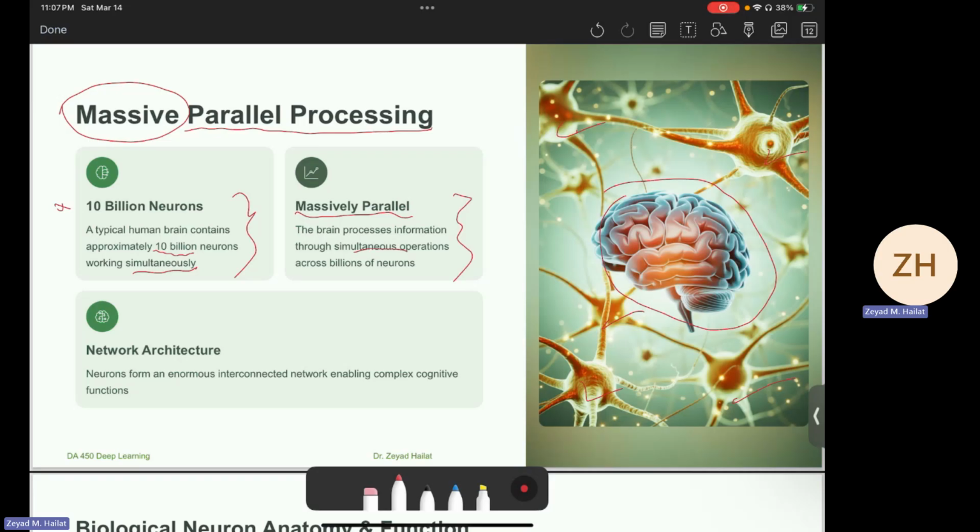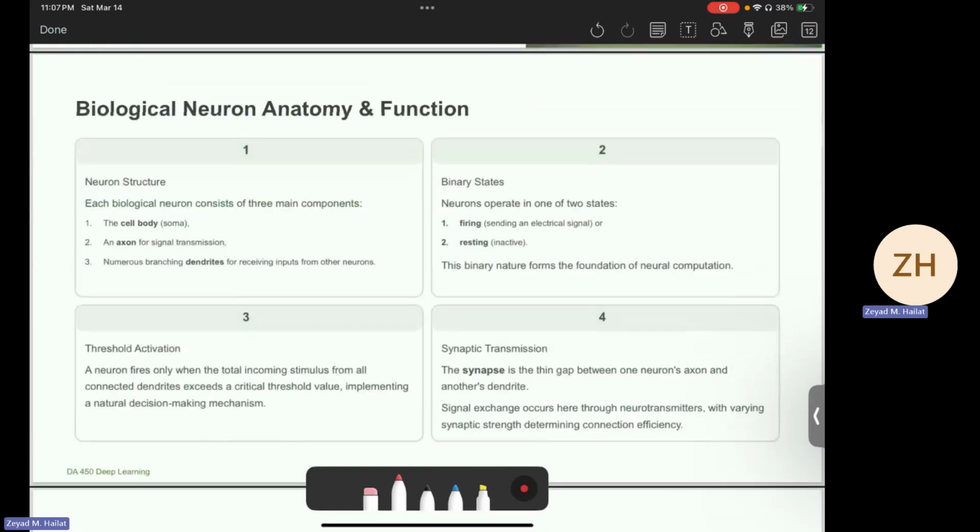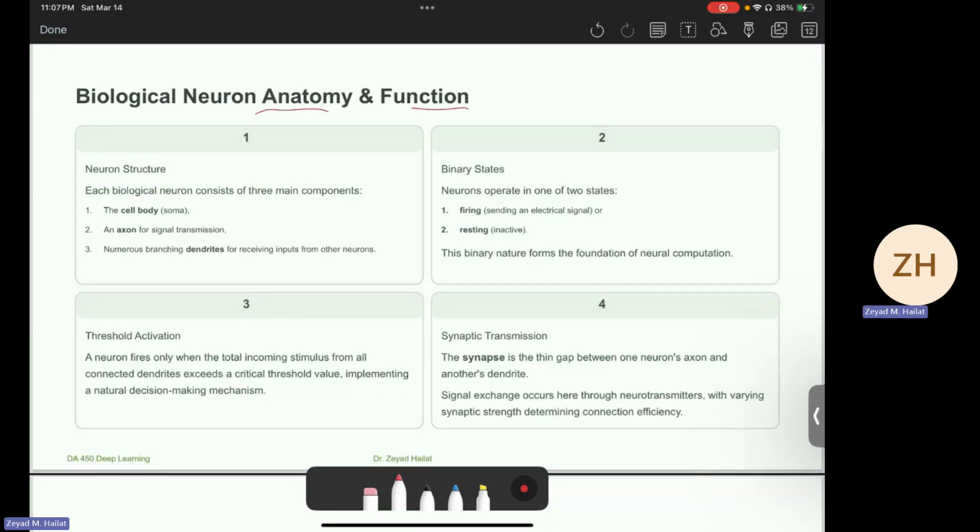Then we have the network architecture that builds this nervous system. In the neural architecture, neurons form an enormous interconnected network enabling a complex cognitive system that will recognize the surrounding environment and interact with it. Now let's magnify the different anatomy and functions that we have within the human brain.